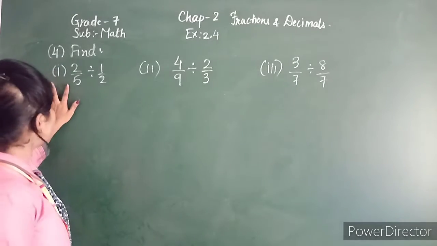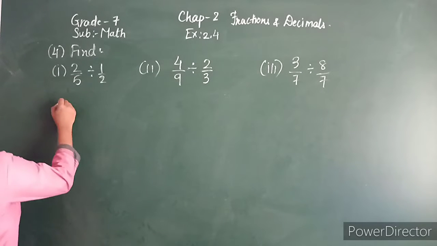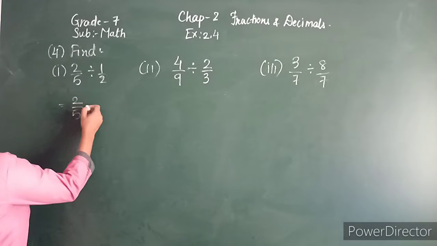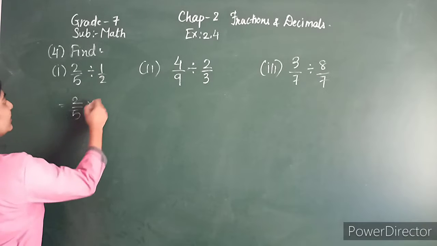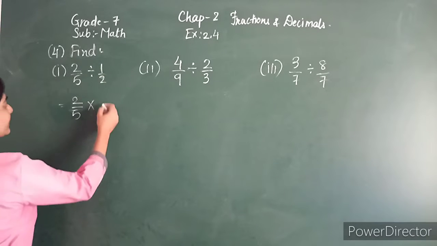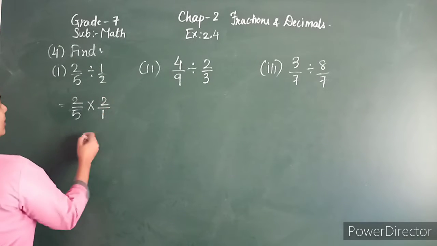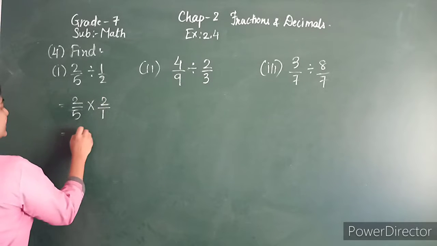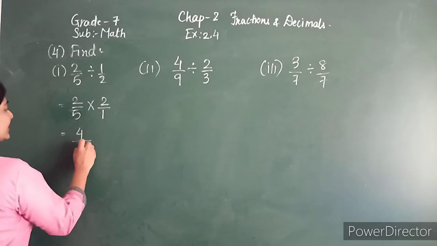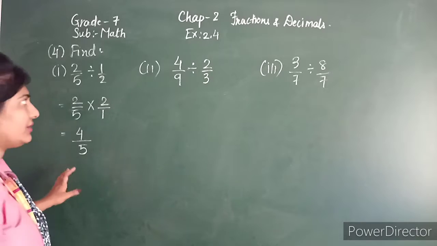Now question number 4, 2 upon 5 divided by 1 upon 2. So here 2 upon 5. If we change the sign, then this number will be the reciprocal. So here 2 upon 1. So 2 twos are 4, 4 upon here 5 ones are 5. So our answer is 4 upon 5.